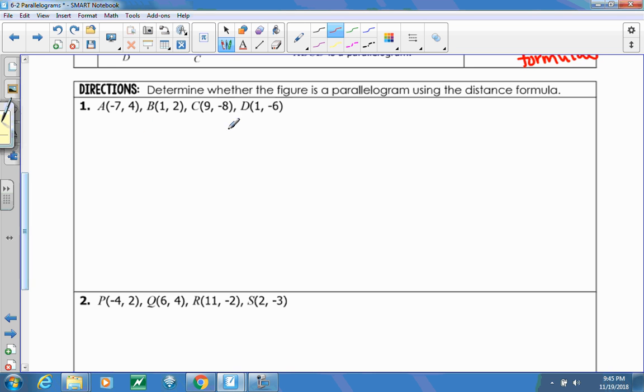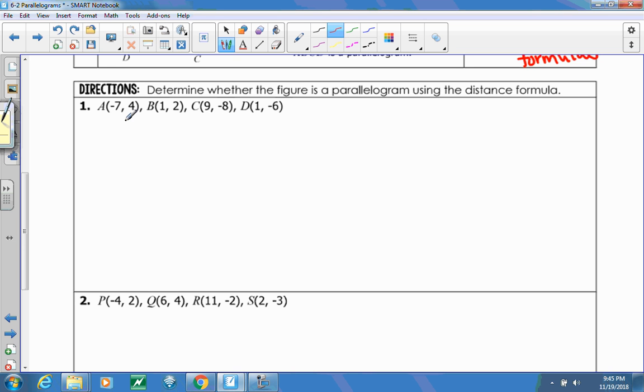You have 4 points. Now definitely you could graph out these 4 points and try and picture it there. But say you were working with decimals or any irrational numbers, something like that, or very large numbers, it's going to be harder to graph this out. So using numbers here that are easy to work with to help you visualize them, we're going to be using our distance or slope formulas to help us prove if it's a parallelogram. The first one here says determine whether the figure is a parallelogram using the distance formula.